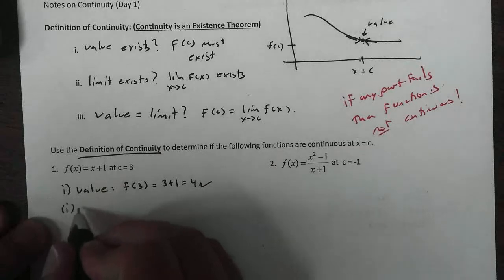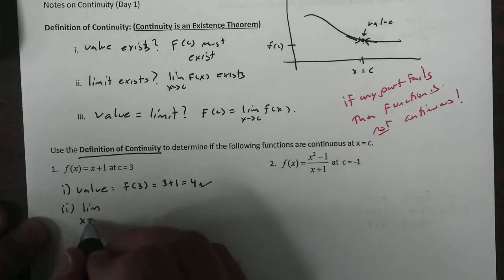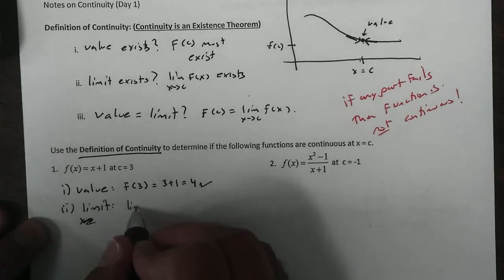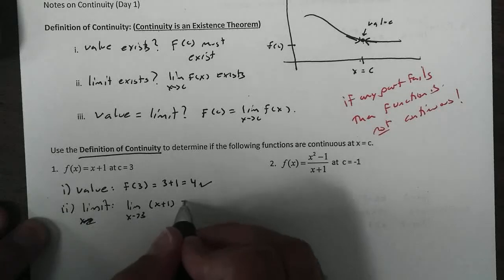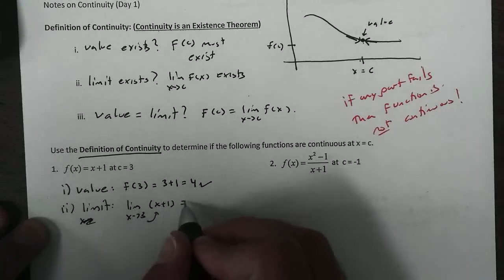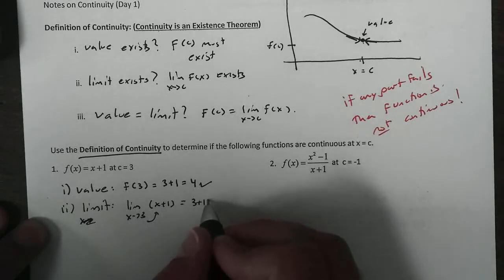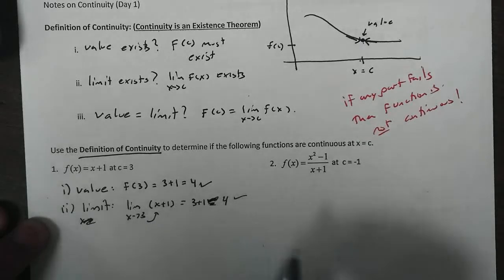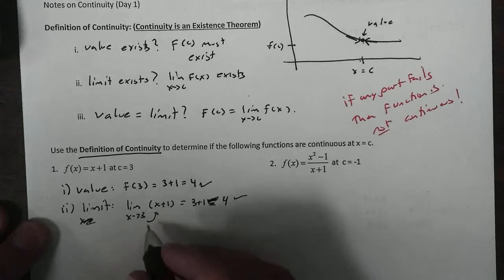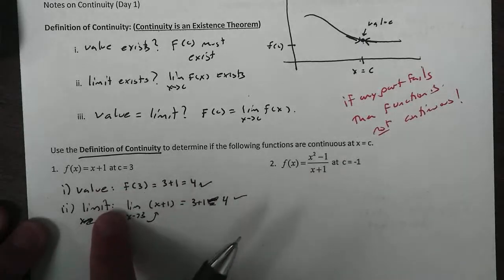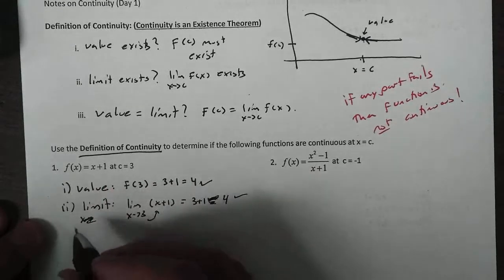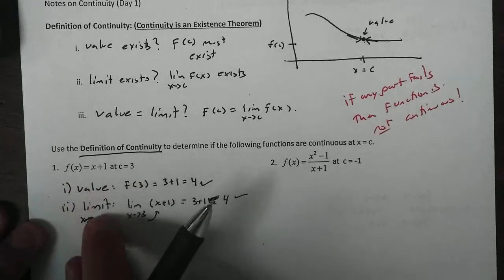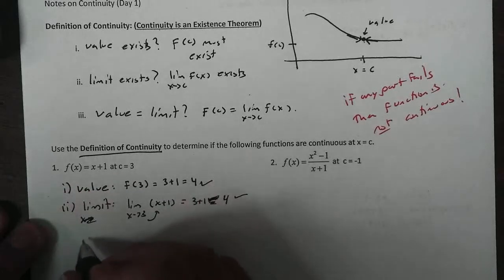2, what about the limit? Does the limit as x approaches 3 of x plus 1 exist? And that's just our substitution method. So 3 plus 1 is 4. Equals 4. And then once I know that these are equal, I can say, I have a value, I have the limit. So I can now answer the question.